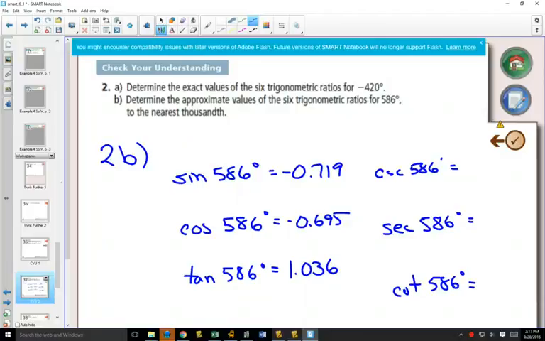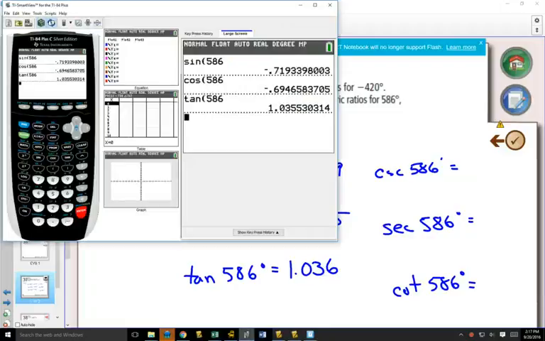So you have to know which one's a reciprocal of which. So cosecant is 1 over sine. So if I want to figure out cosecant of 586, I'm going to go 1 divided by sine of 586. Negative 1.390.